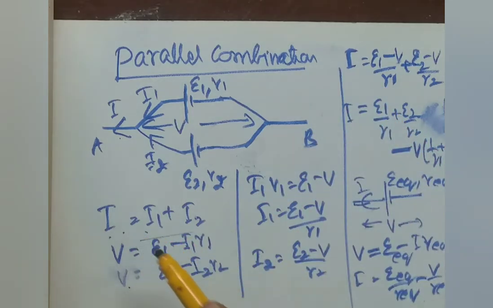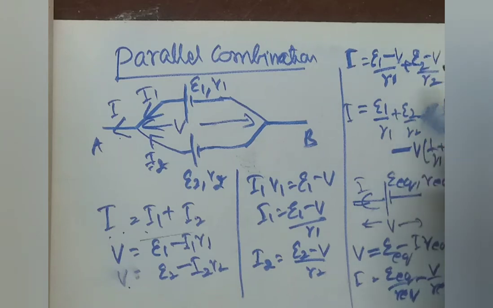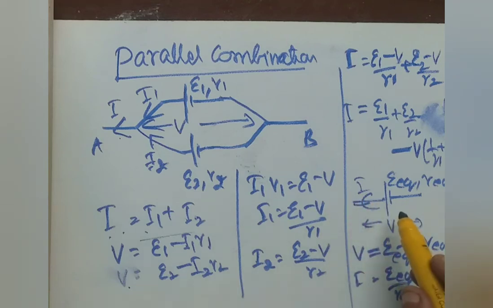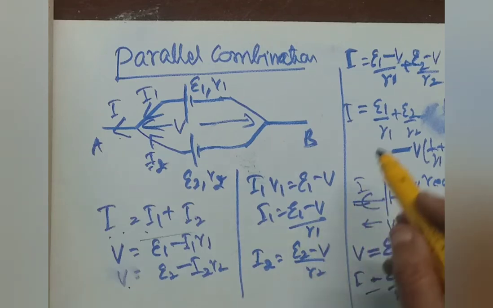Substituting for I1 and I2 in this I equation, we get E1 minus V by R1 plus E2 minus V by R2. Rearranging the terms, we get E1 by R1 plus E2 by R2 minus V into 1 by R1 plus 1 by R2. And if we imagine equivalent cell as E equivalent and R equivalent as the internal resistance, which generates the same current I, same terminal potential difference V, we can write V equals E equivalent minus I R equivalent, or I equals E equivalent by R equivalent minus V by R equivalent, just like what we proved here.